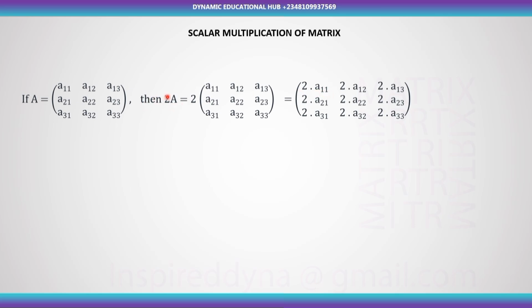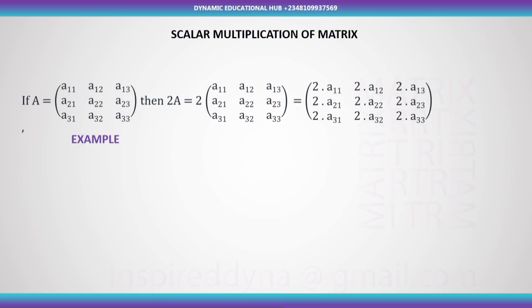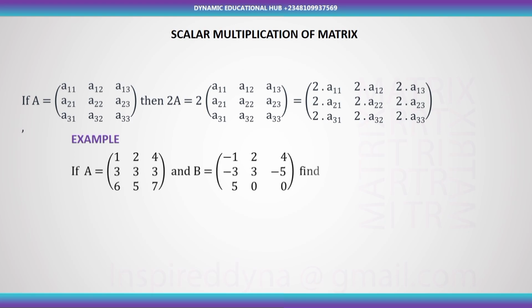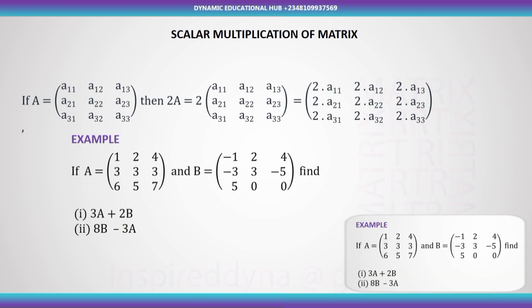If you have a constant, a number, multiplied by a matrix, not matrix multiplied by matrix, a constant multiplied by a matrix, then you pick that constant and multiply all the elements with the constant. Let's quickly look at this example. If A is equal to this matrix and B is equal to this, find 3A plus 2B and 8B minus 3A. Let's quickly look at the solution.